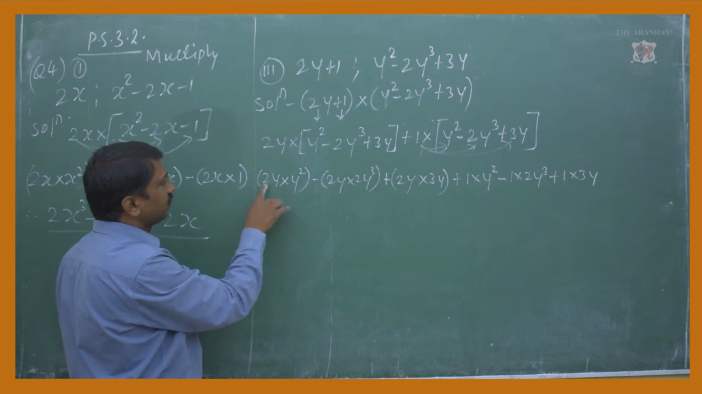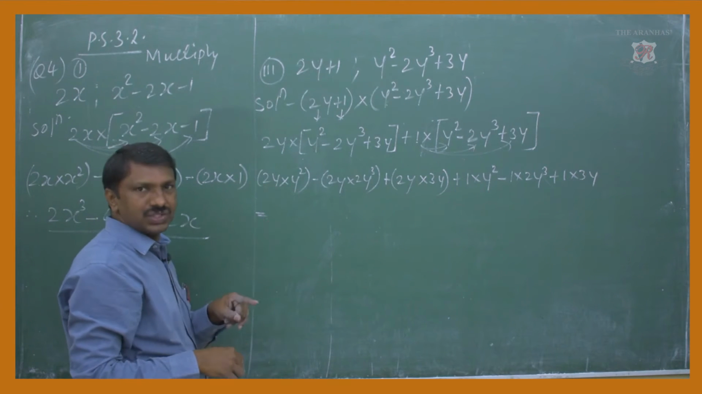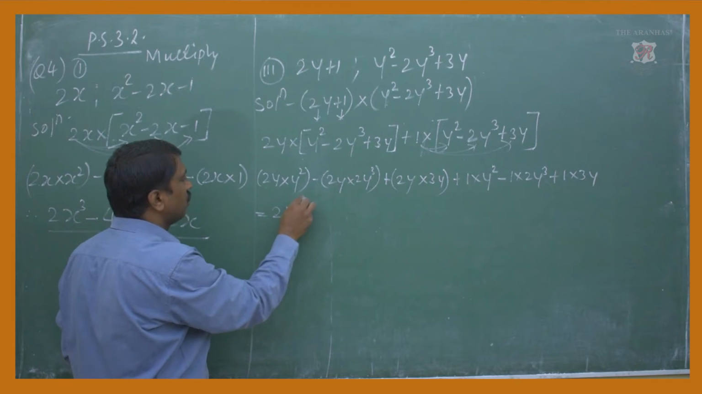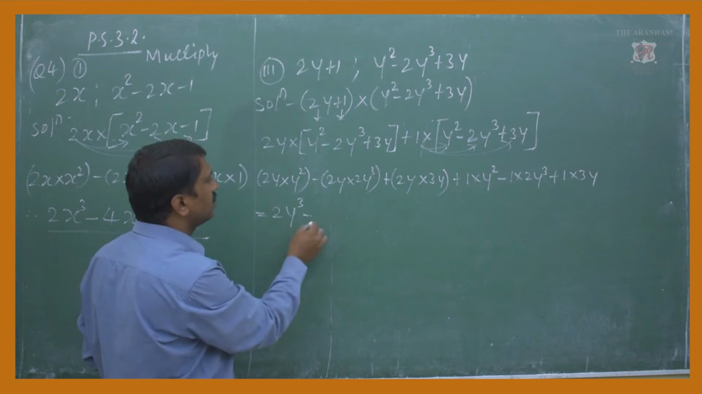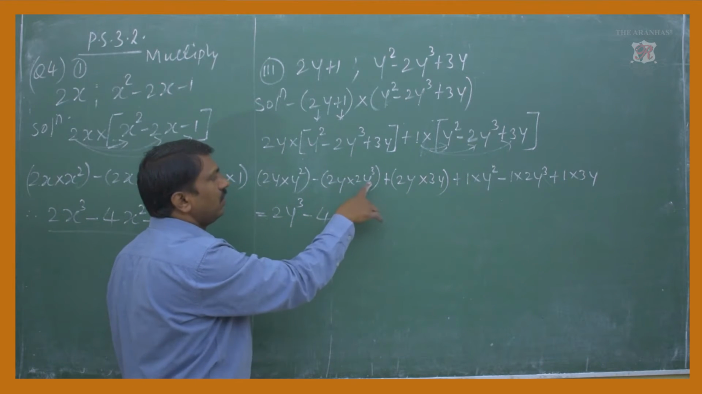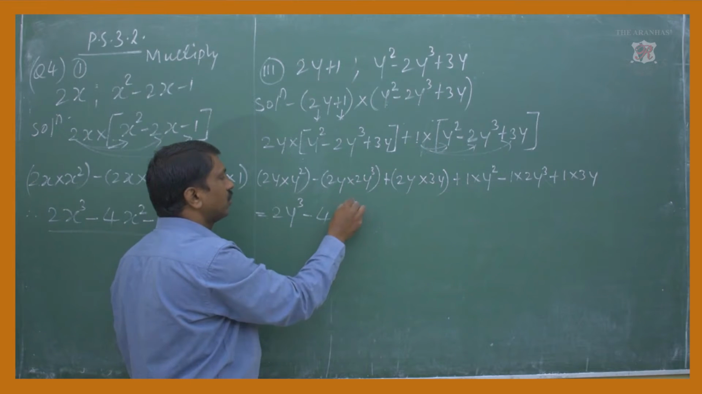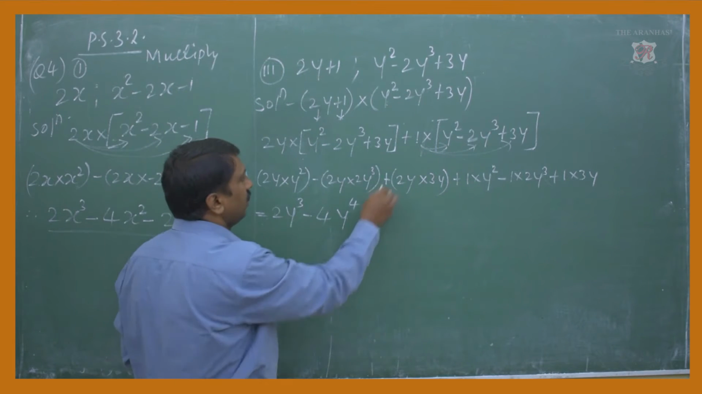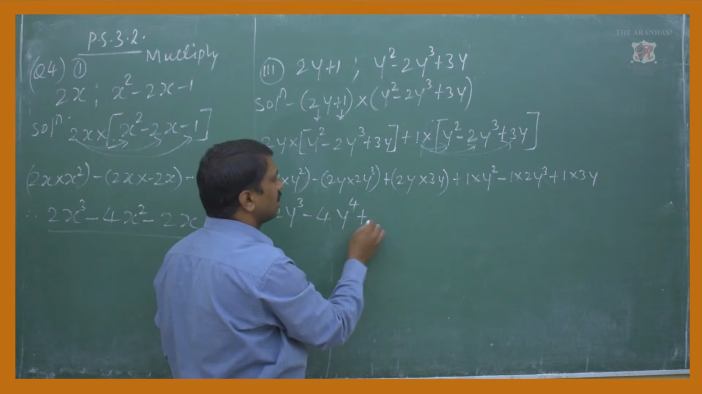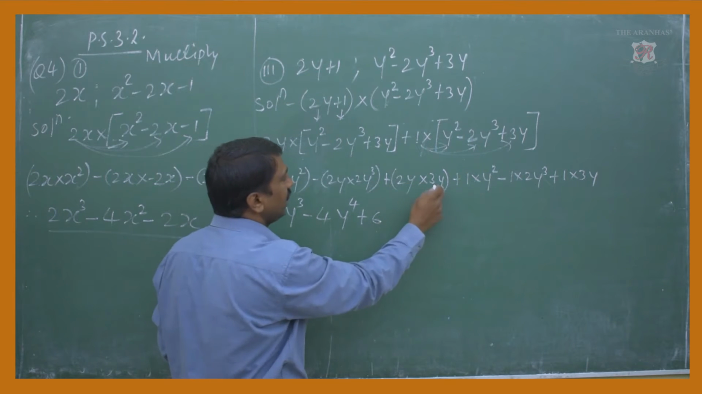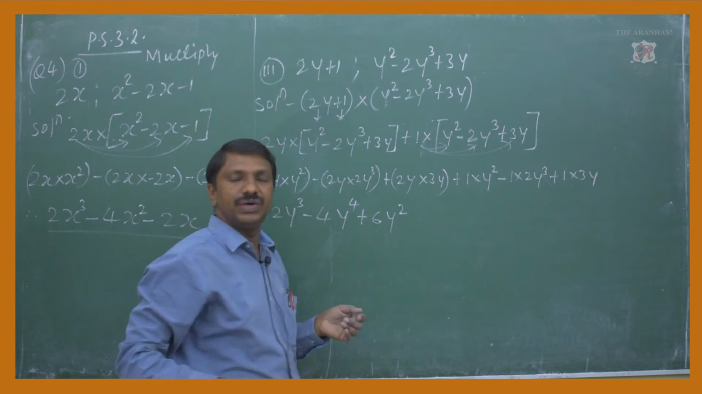Now let us see here, this is 2y into y square. So we are going to get 2y cube, minus 2 twos are 4, y cube into y, so there will be a total of y raised to 4. Then plus 2 threes are 6, y into y, that means y square.